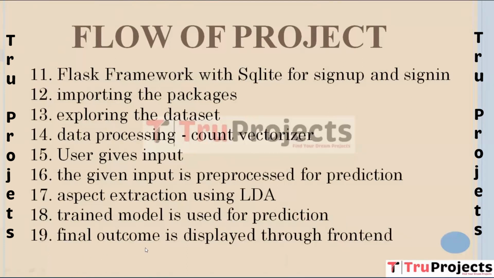And the last one here, we have the final outcome displayed through the front end. The results of the model predictions, possibly along with additional information or visualizations, are presented to the user through the front end of the application, completing the user interaction loop.